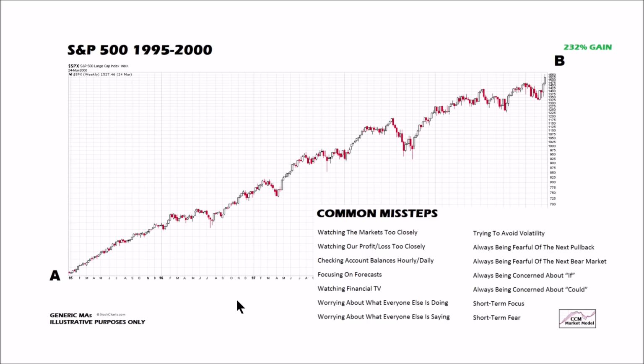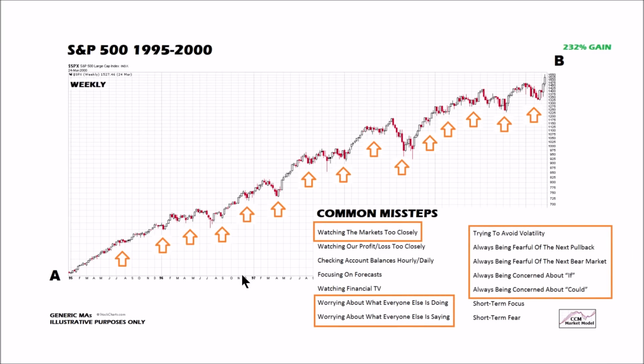And since we've had some 100% normal and to be expected volatility in the first 5 trading sessions of September 2018, it's prudent to remind ourselves, in a period marked by strong secular trends, our goal is to navigate between a point A and a point B that could be several years down the road. And if we are able to avoid these common missteps, the reward can be great. In this case, a 232% gain.